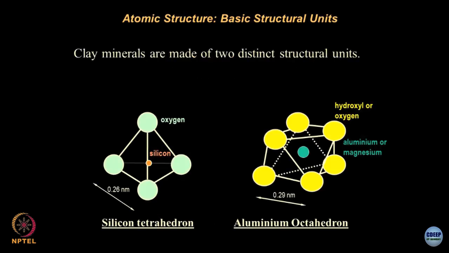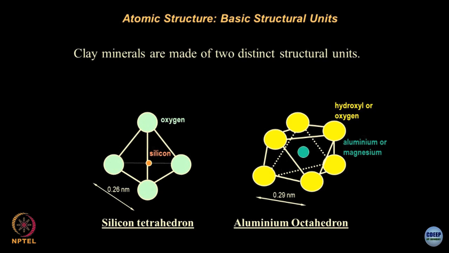Now, we have to talk about the atomic structures. You thought that after 10 plus 2 chemistry and physics, this is not going to haunt you ever. It is not like this. The basics of the soils are again the atomic structure of the material. The clay minerals are made up of two distinct structural units. The first one is known as tetrahedron and the second one is known as octahedron. You must be aware of this from chemistry courses, clear? Tetrahedron and octahedron. There is nothing difficult to study.